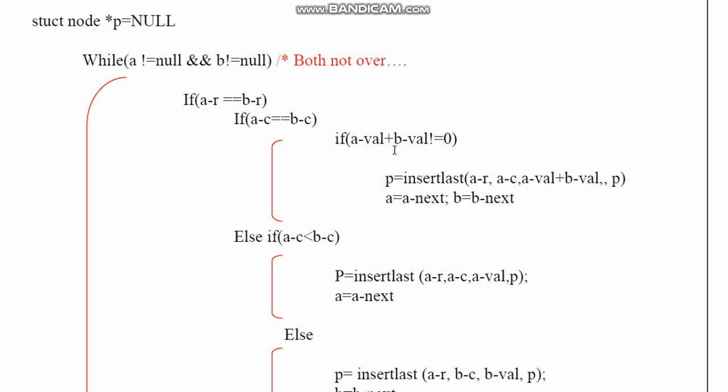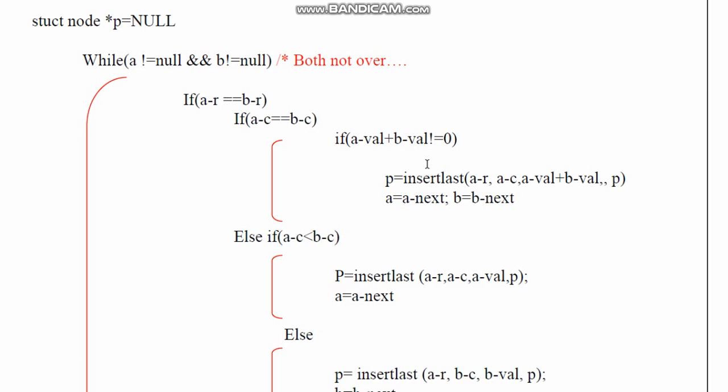But when do I need to store it? I need to store it only if the result is not 0. It's possible that at a position in A and the same position in B we have two values that are complements, suppose minus 2 plus 2. They would add up to 0, and you don't have to store that. So if it is not 0, I'm going to pass that value to get inserted into my resultant list.